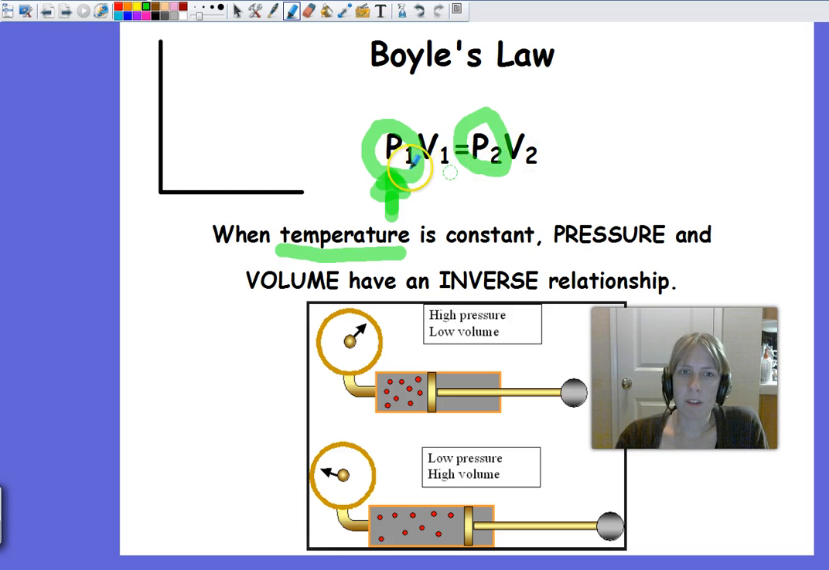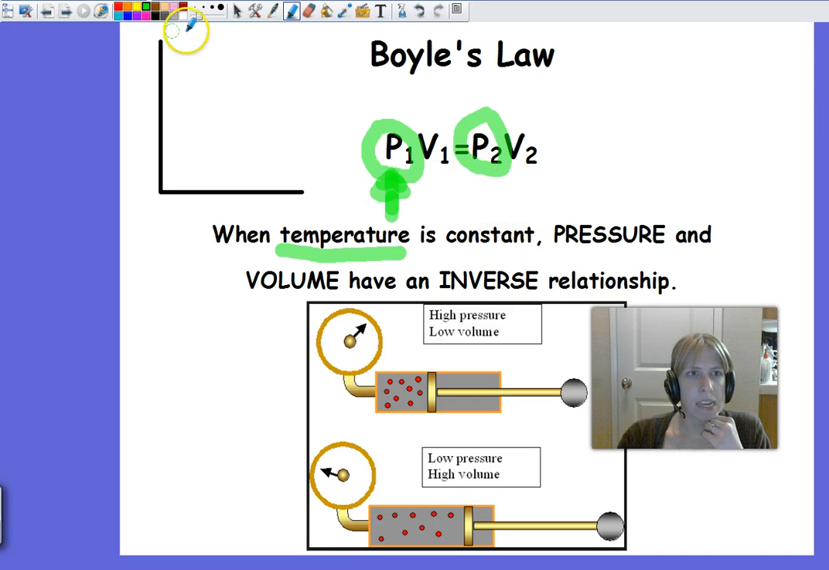And then here's my volume. So I can have liters, milliliters. Those are generally the ones we're going to have. But just remember that if you have milliliters over here, your answer is going to be in milliliters if you're looking for volume. So you need to make sure that your units are what you want.